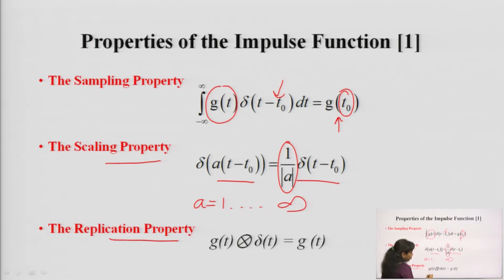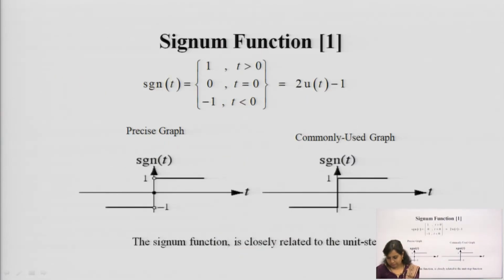Now, next is the replication property. What is the replication property? As you can see over here, this is the convolution. When we are convolving the input signal with this delta t, that is the impulse function, then at the output we are getting this function again without any change in the amplitude, without any change in the time. So, that is the replication property.